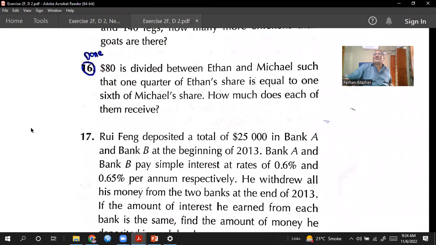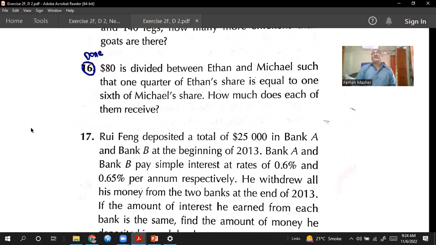The next question is question number 16. $80 is divided between Ethan and Michael, such that 1/4 of Ethan's share is equal to 1/6 of Michael's share. How much does each of them receive? So the total money to be divided is $80. Suppose Ethan's share is x and Michael's share is y. So x plus y will be equal to $80. That will be my first equation.